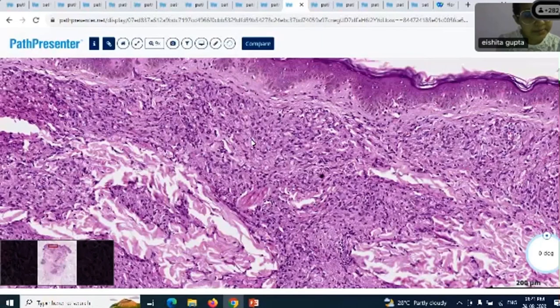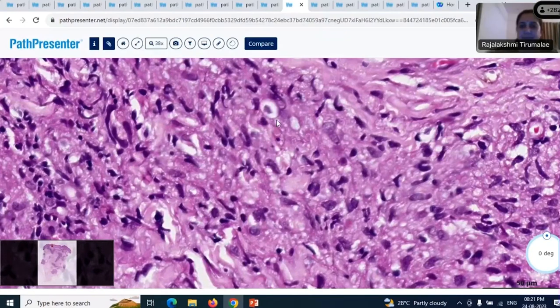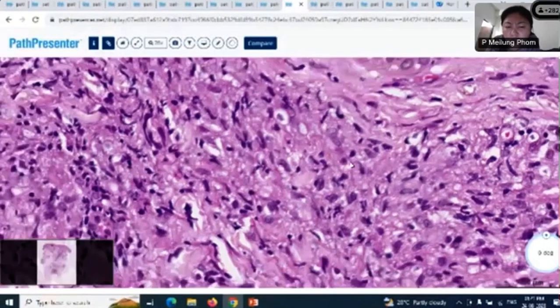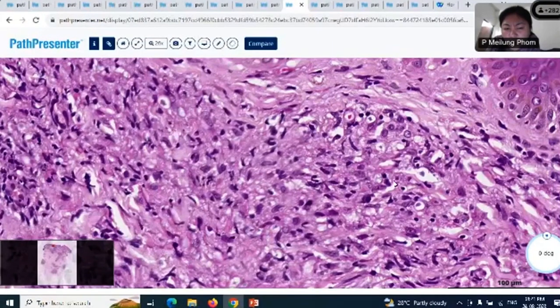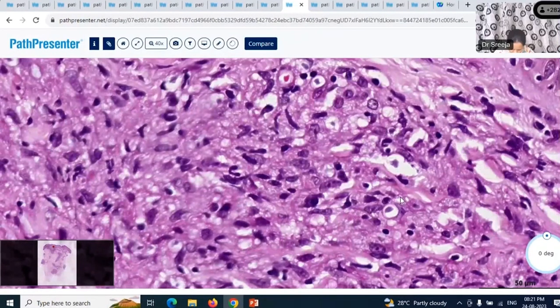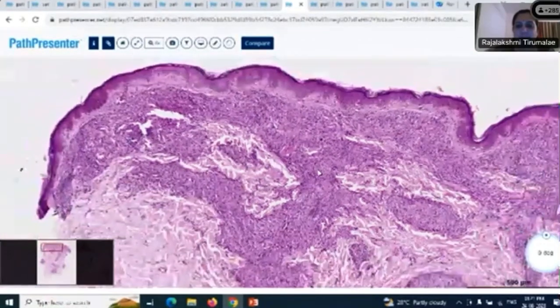Now, what are these blue-gray cytoplasm? What does this signify? Can you tell me? What does this blue-gray cytoplasm denote? What will I find there? What special stain should I do next? What stain should I do to confirm a diagnosis of lepromatous leprosy?